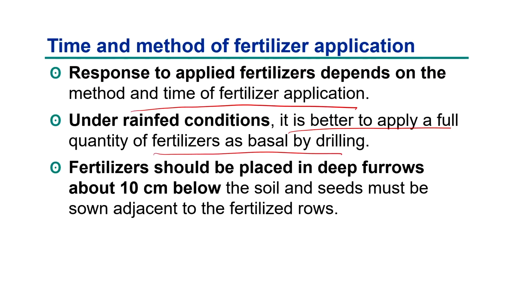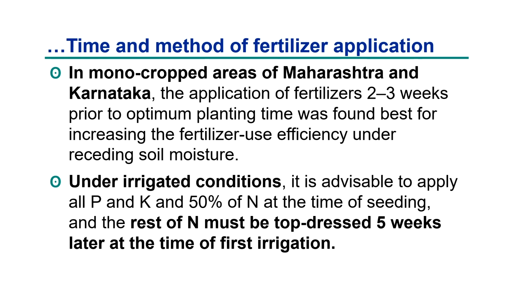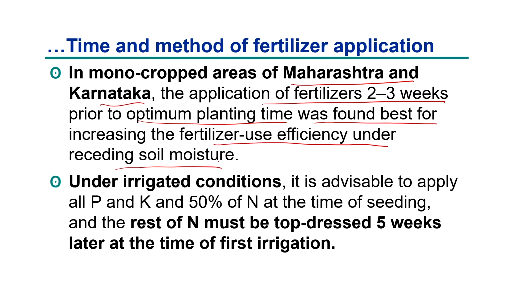It is always better to go for placement, particularly phosphatic and potassic fertilizer should be placed in band so that they come in minimum contact of the soil. That way we can reduce fixation, particularly fixation of phosphorus can be minimized. Fertilizer should be placed in deep furrows about 10 centimeter below the soil, and seed must be sown adjacent to the fertilized rows. In monocropped areas of Maharashtra and Karnataka, application of fertilizer 2 to 3 weeks prior to optimum planting time was found best for increasing the fertilizer use efficiency under receding soil moisture.